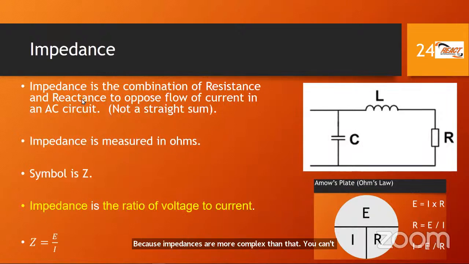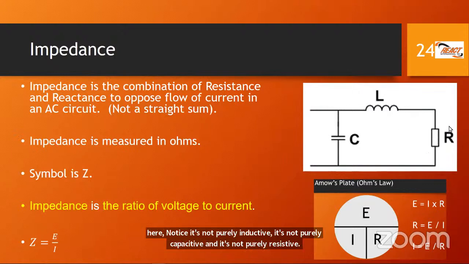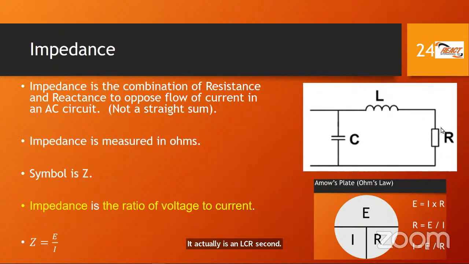You can't just add resistance to reactance. So in this circuit here, notice it's not purely inductive, it's not purely capacitive, and it's not purely resistive. It actually is an LCR circuit. It has an inductor, it has a resistor. And by the way, this is the other symbol for resistor. You can have it as a jagged zigzag line, or you can have it as this, right? Resistor, capacitor. So this has all three of those components. You cannot just add up the reactance to the resistance and get the impedance. It's a little more complex than that.